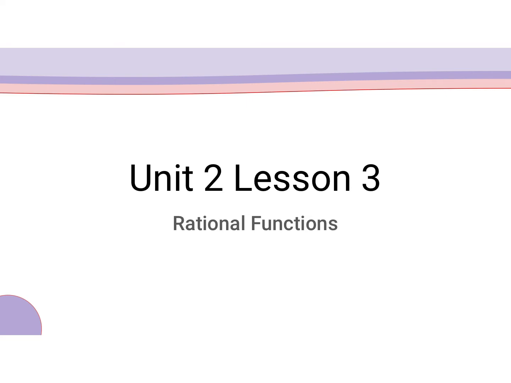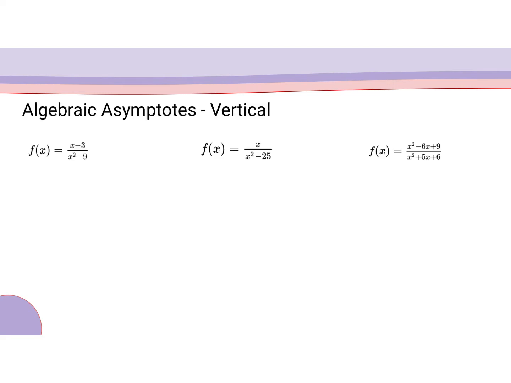Hey everyone, in this video I'm going to show you how to properly graph rational functions and locate all the important aspects of them. So I think we've already gone through this in previous videos, but just as a refresher, we want to find the vertical asymptotes, which occurs when the denominator of one of these functions is 0.